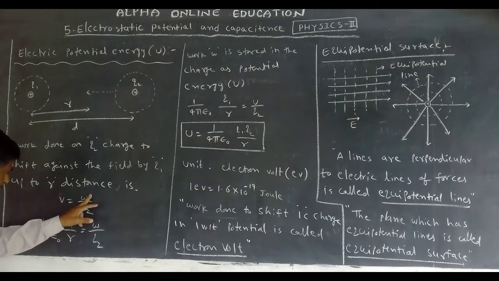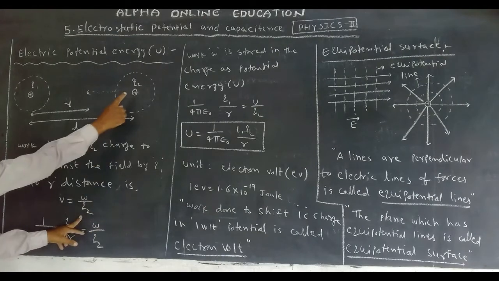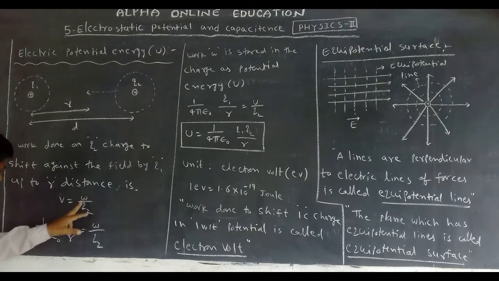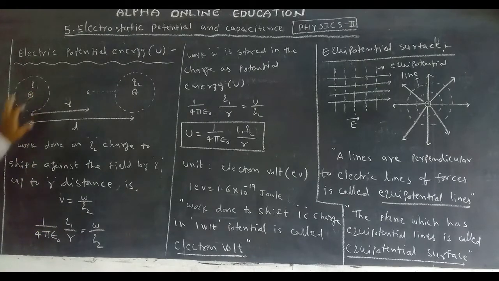How can we write the equation of the potential from the definition? V is equal to W by Q naught, but here the test charge is Q2. So V is equal to W by Q2. Now we know the equation for electric potential: 1 by 4 pi epsilon naught, and which charge gives the field? Q1. That's why 1 by 4 pi epsilon naught Q1 by R is equal to W by Q2.